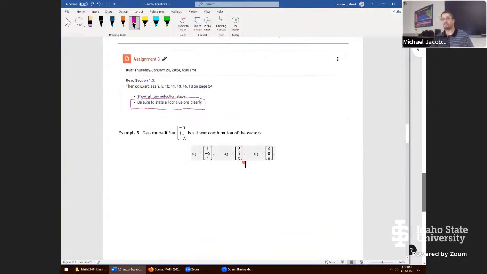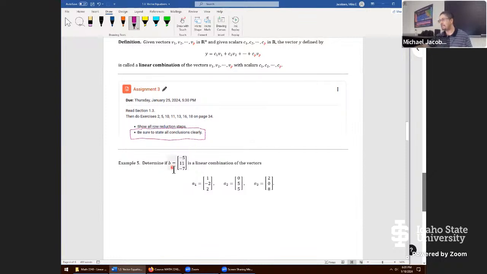Okay, so with that in mind, let's give this a try. It's asking, is B, that vector there, playing the same role as the vector Y above in the linear combination. We want to know if it's a linear combination of A1, A2, A3, and that's playing the role of V1 through VP up here in the linear combination. Let's write out the logic for this.